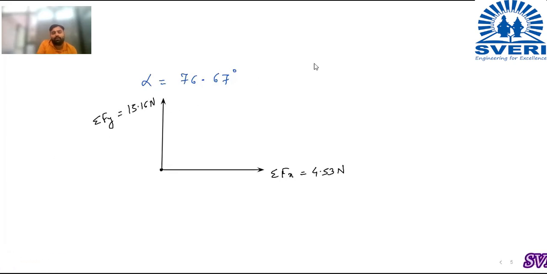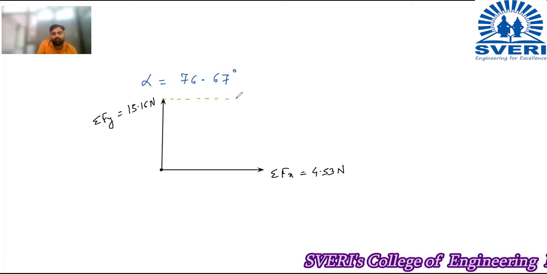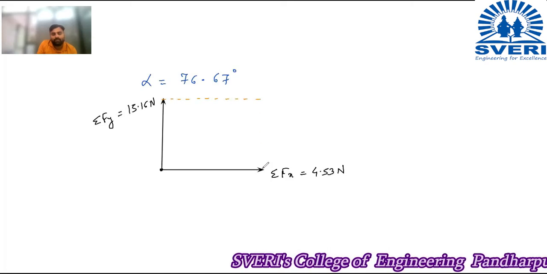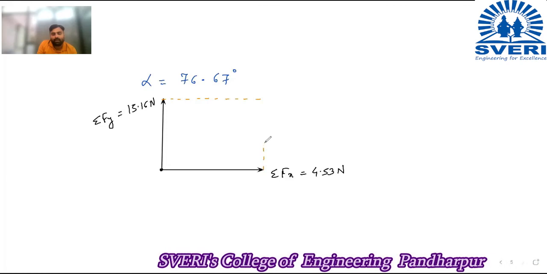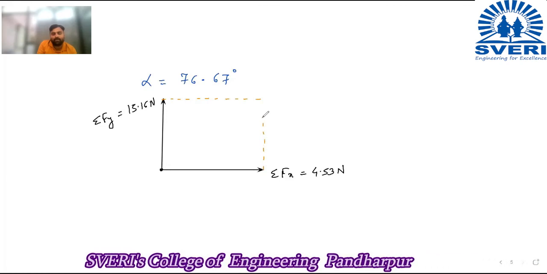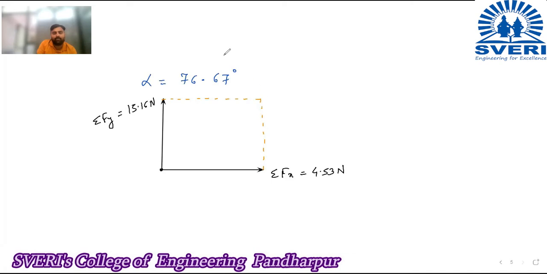And now we will complete our parallelogram. Now I will complete this parallelogram. So the diagonal of the parallelogram is our resultant that we have already calculated.